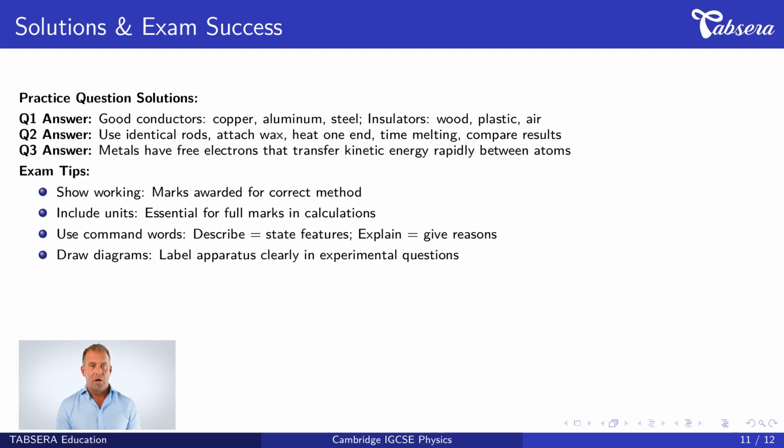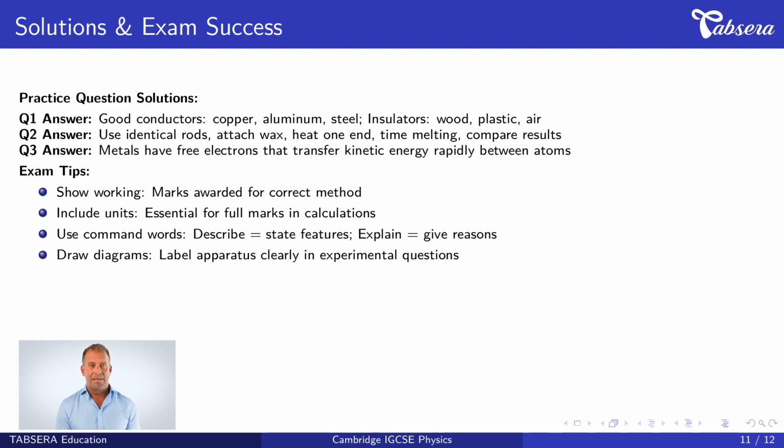For question 2, we design an experiment using identical rods of different materials, attach small wax pieces at equal intervals, heat one end of all rods simultaneously, time how long each wax piece takes to melt, then compare results to rank thermal conductivity. This method ensures fair testing with controlled variables. For question 3, metals are better thermal conductors because they contain free electrons that can move throughout the material, rapidly transferring kinetic energy between atoms. Non-metals have electrons tightly bound to specific atoms, preventing efficient energy transfer.